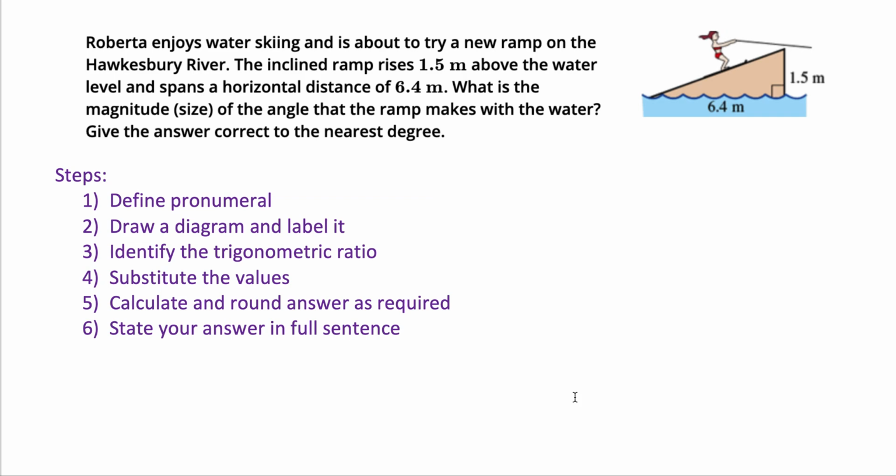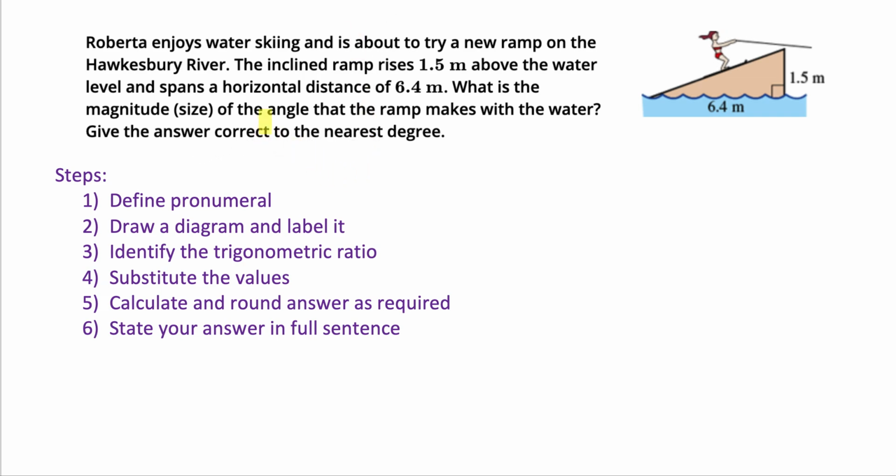Okay, let's do our last example for today. So let's do this worded problem. It says, Roberta enjoys water skiing and is about to try a new ramp on the Hawkesbury River. The inclined ramp rises 1.5 meters above the water level and spans a horizontal distance of 6.4 meters. What is the magnitude or size of the angle that the ramp makes with the water? Give the answer correct to the nearest degree.